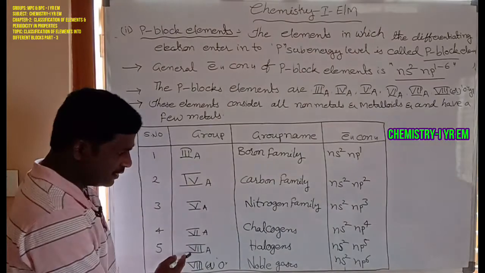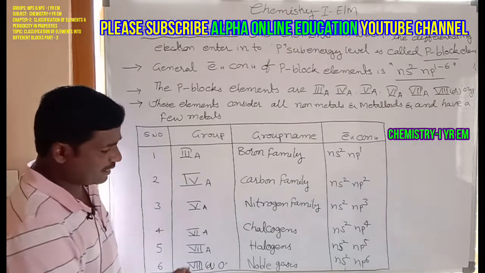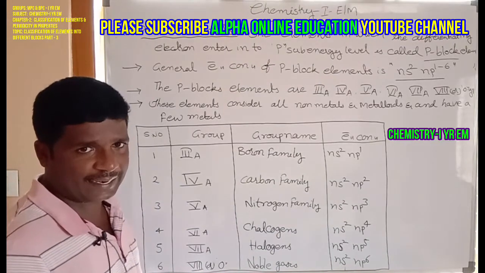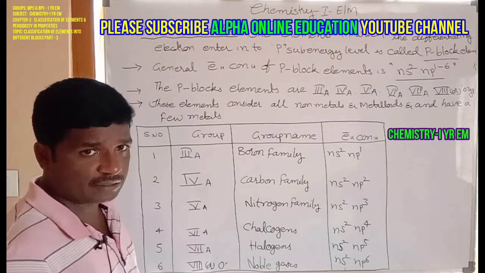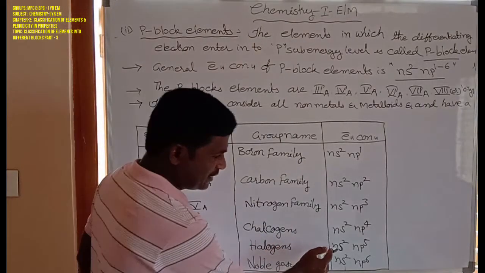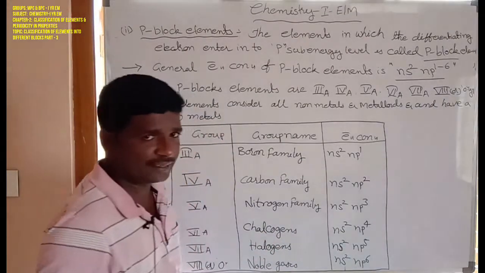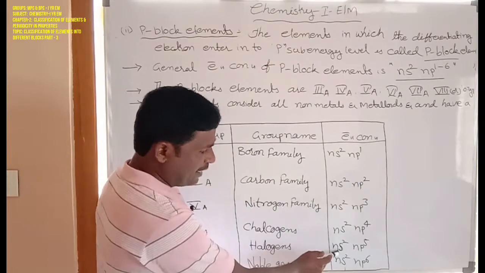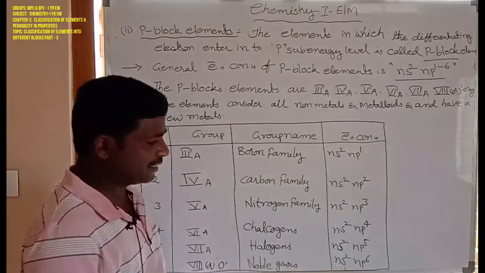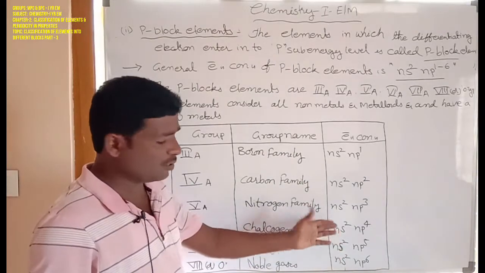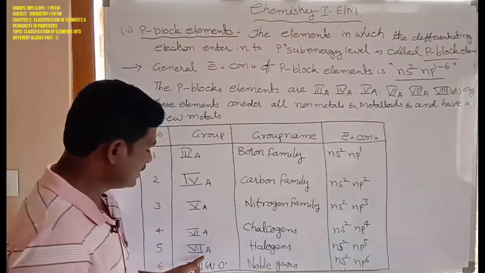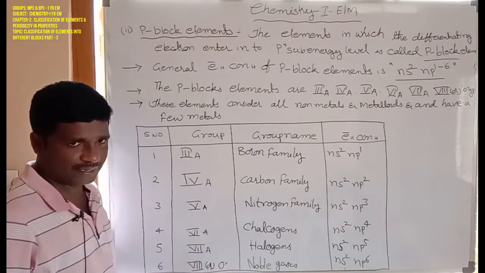Next, the seventh A group elements, also called the halogens or halides, indicated by X. The electron configuration is ns2 np5. The s orbital has 2 electrons and the p orbital has 5 electrons. The outermost valence shell has only 7 electrons, so they are called seventh A group elements.